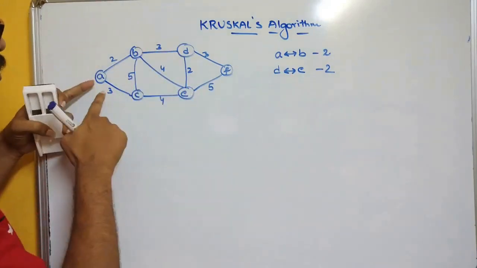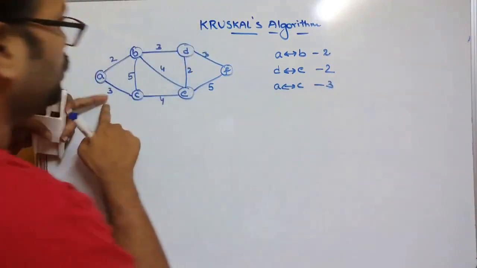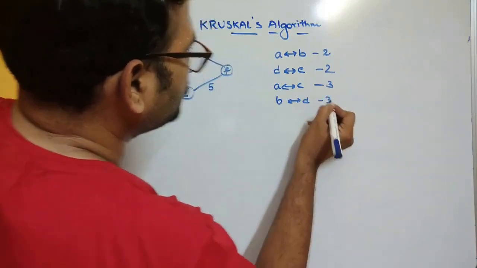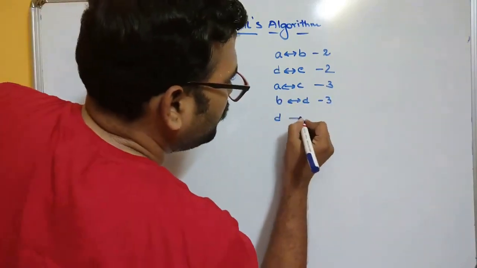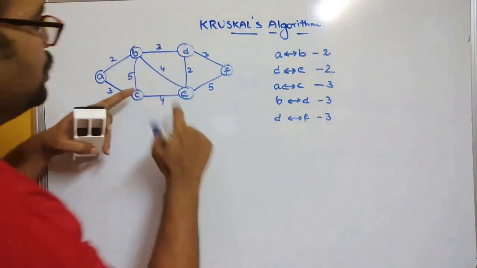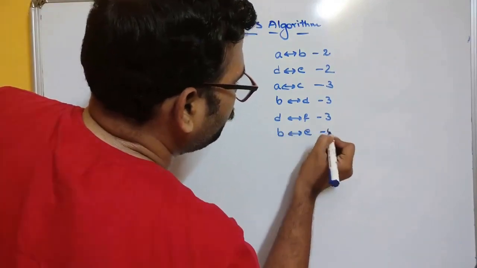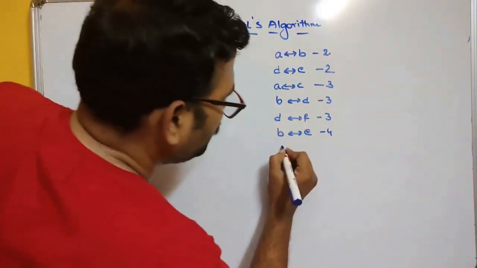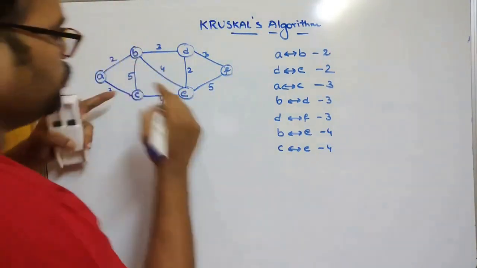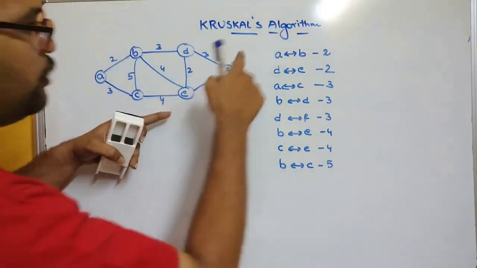Next, 3. So we have A to C with a 3, and one more, B to D with cost 3, and D to F with cost 3. Then what about the next one? It's a 4. So 4, B to E with a 4, and C to E with a 4. Next one is a 5. So B to C, 5, and E to F is 5.